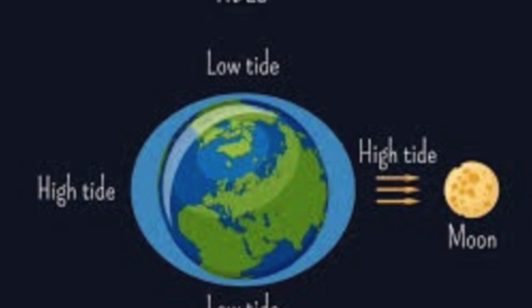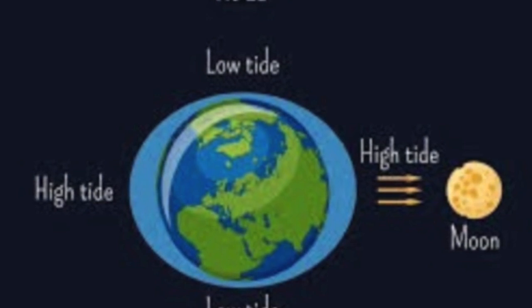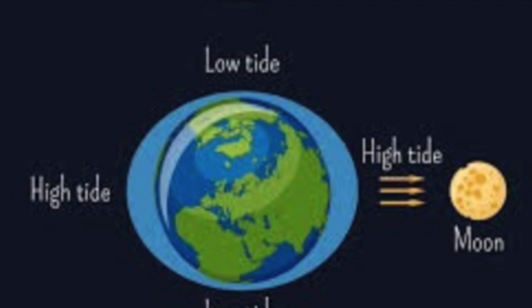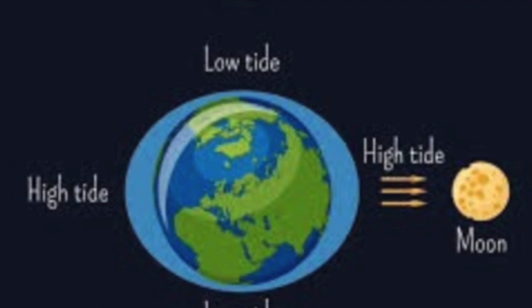A second, smaller bulge develops on the side of the Earth facing away from the moon, because the Earth is also being pulled towards the moon and away from the water on the far side. Since the Earth is rotating while this is happening, 2 high tides occur each day.